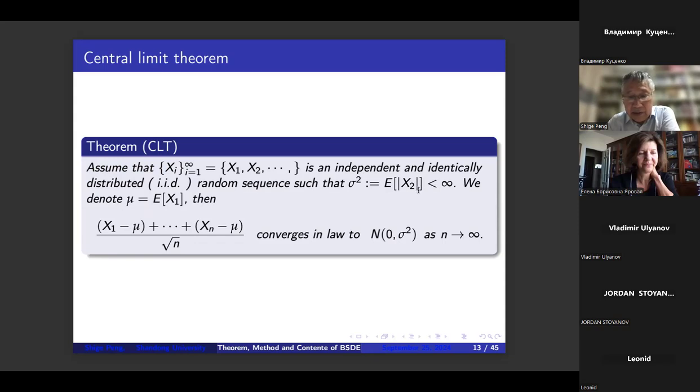then we know that this sum, when n is large enough, converges in law to the normal distribution with sigma squared.